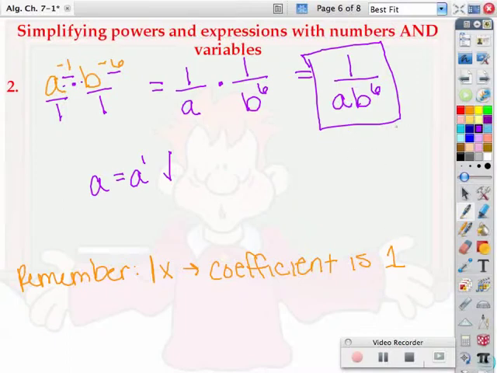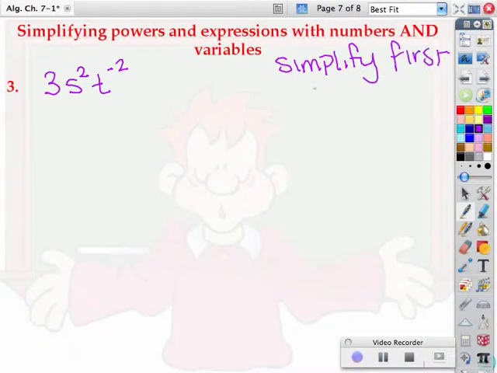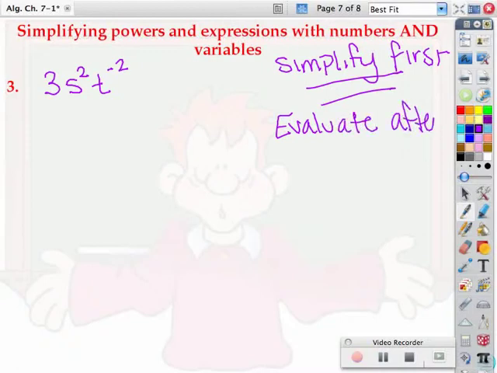From here, you may see exams ask you to simplify and then to figure out what specific values would be if you plug them in. So to simplify and then evaluate. So for example, if I had 3s squared t to the negative 2nd, simplify first, evaluate after. Okay, so I would like you to do this with s equal to the number 2 and t equal to the number negative 3. We are plugging the values in last.